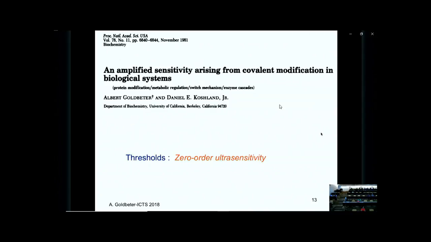And building a model for that led us to find a phenomenon where you can have very high sensitivity produced by covalent modification of proteins. And we realized that it was more general than methylation, demethylation. For example, it could be applied to phosphorylation, dephosphorylation. It was called zero-order ultrasensitivity because it occurs when the kinase and the phosphatase have a very low Km for their substrate, and therefore are most of the time saturated by their protein substrate.